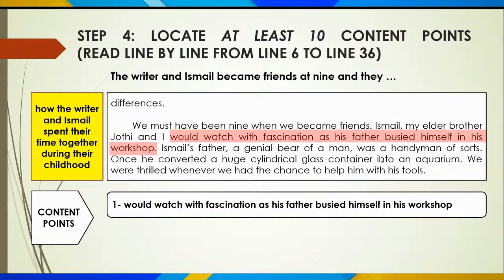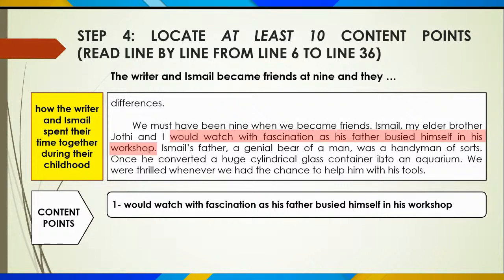Okay, clear? Let's continue. Ismail's father, a genial bear of a man, very cheerful and friendly, was a handyman of sorts. Is there any point there? It's talking about Ismail's father, betul? Okay, so we are not interested in the father. We are interested in how the writer and Ismail spend their time together. So there's no point there. Throw it away. Okay, once he converted a huge cylindrical glass container into an aquarium. This is what Ismail's father did. Yes or no? The he here refers to Ismail's father. So this is not what we are interested in. So there's no point. Throw that sentence away.